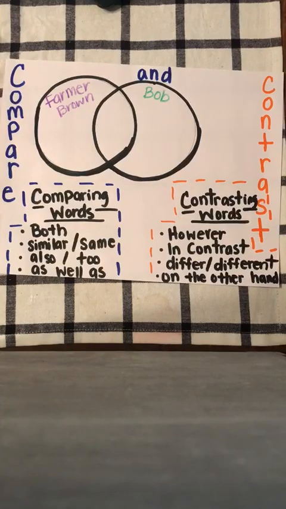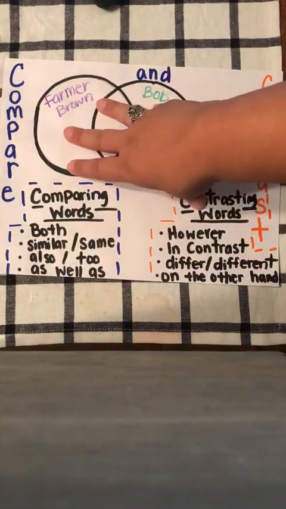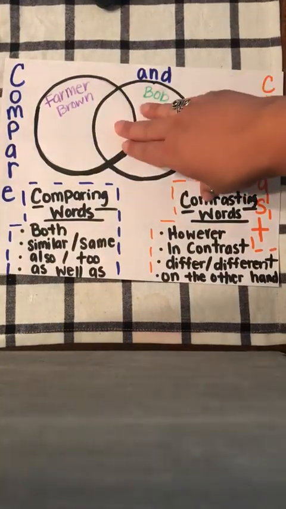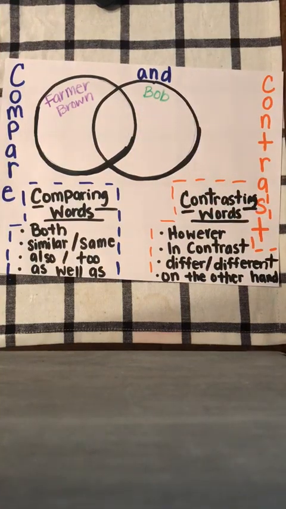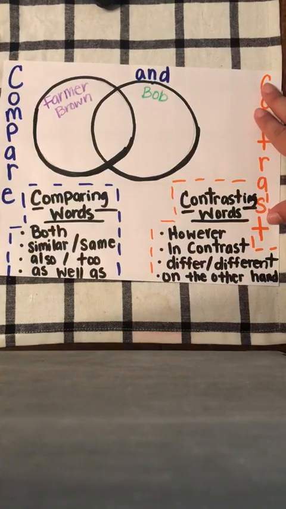Now remember that it doesn't matter how your Venn diagram looks. Do they have to be perfect circles? No, they do not. Remember, just try your best. And as long as you're trying your best is good enough.